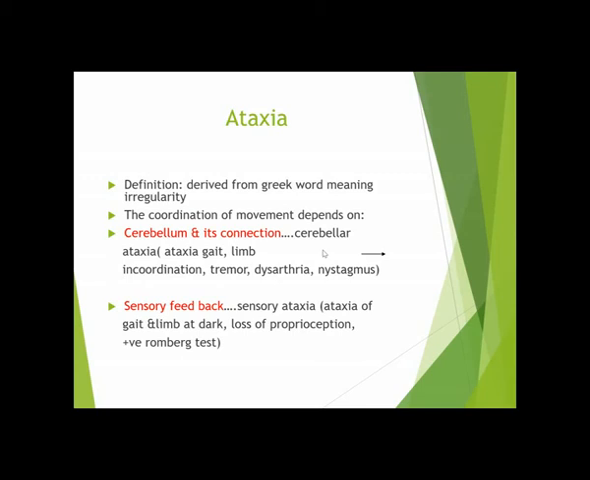And on examination, you will find loss of proprioception, and if the lesion is in the peripheral nerves, that is the large fiber neuropathy, there will be hyporeflexia or areflexia. Either the reflexes will be reduced or absent, and there will be a positive Romberg test. When you ask the patient to stand on a narrow stance with eyes closed, with open eyes he can stand. When you close the eyes and remove the visual cues, the patient tends to fall.